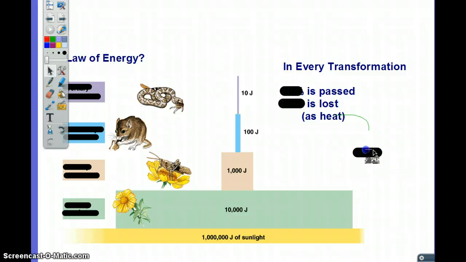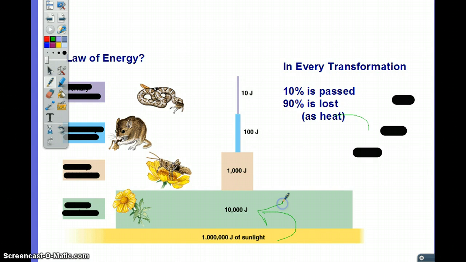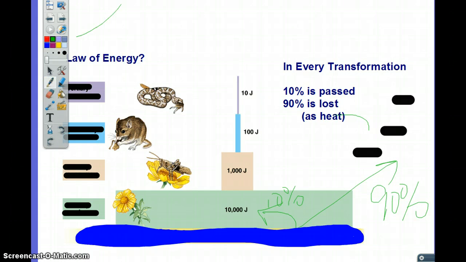Anybody know how much energy actually gets transformed and how much is lost? Look at my numbers. Who could do the math? Percent of energy. You're only gaining 10. In every energy transformation, 10% gets passed on and 90% gets lost as heat. So when I go from here to here, I'm getting 10% and 90 is lost into the atmosphere or to Earth.